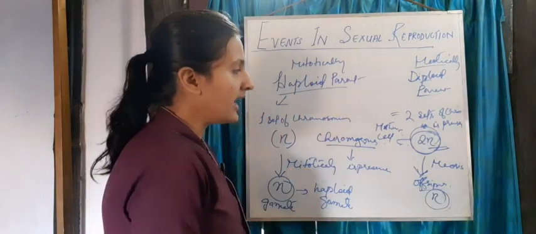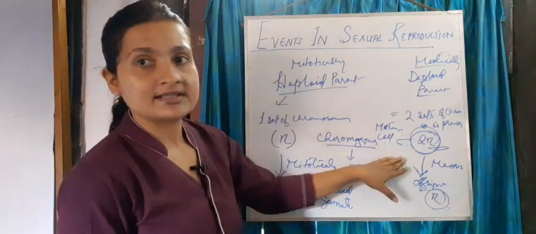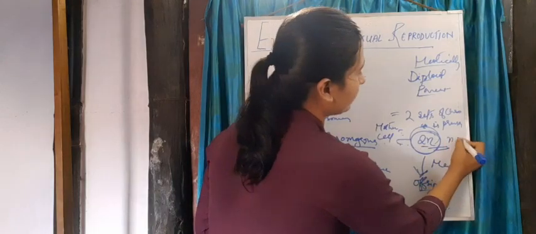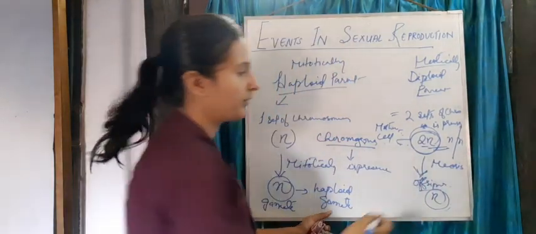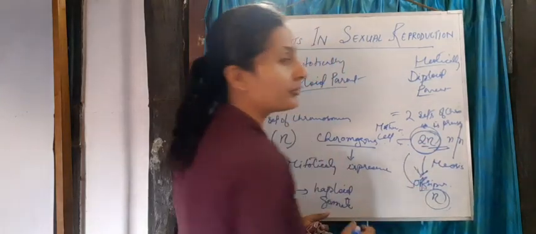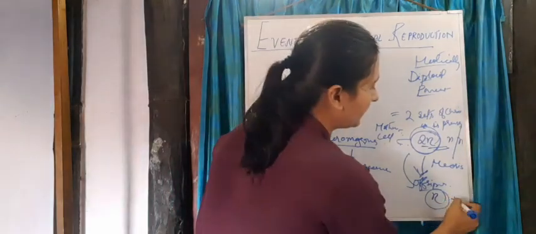Okay, here what happens? The reduction takes place. It means there is 2n, right? So it gets reduced, it becomes half. All right, so one half will come from the female and another half will come from the male, and then later it becomes diploid.